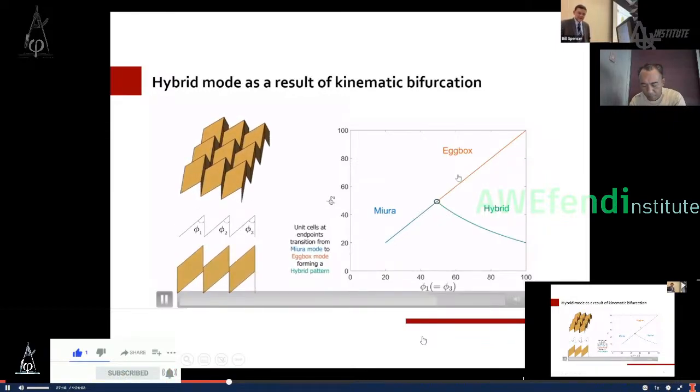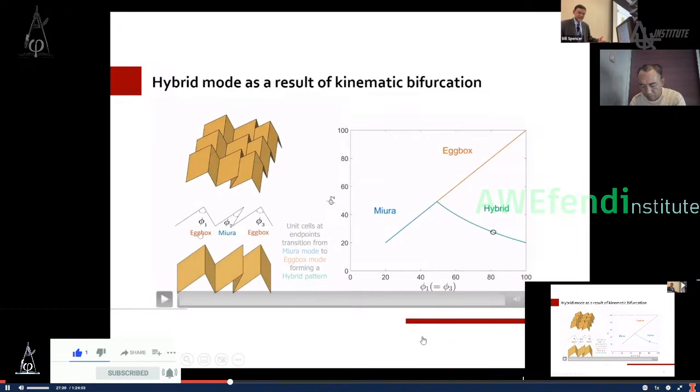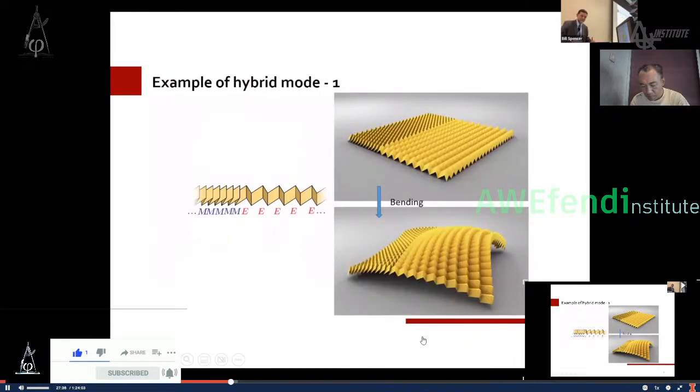And they don't need to be all equal like before. Then I can go to a hybrid mode where I am going to have some units that are egg box and some that are Miura. As you can see here, the endpoints transition to an egg box, and the central one to the Miura. And we can use this, for example, now to design metamaterials.